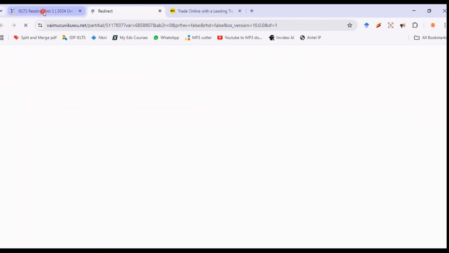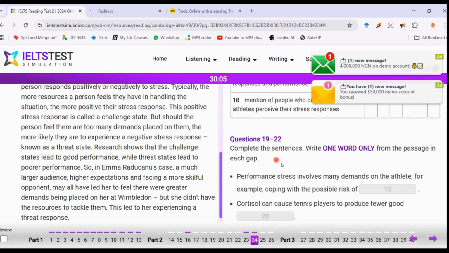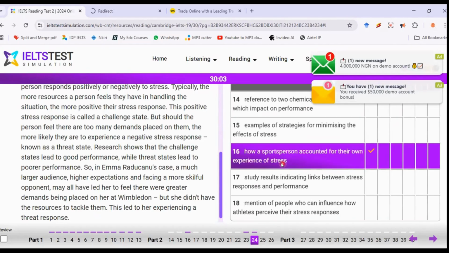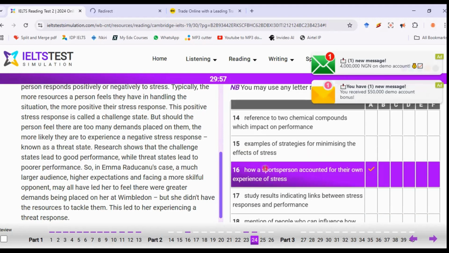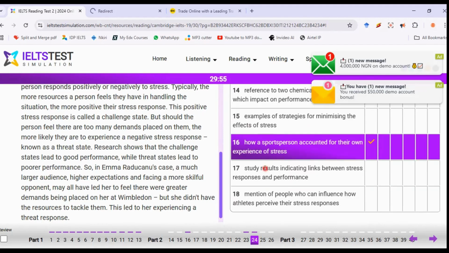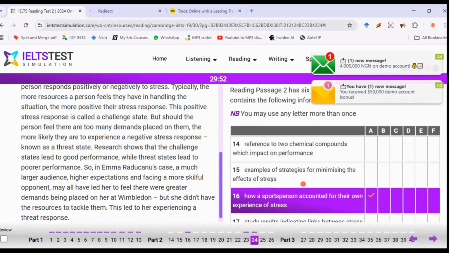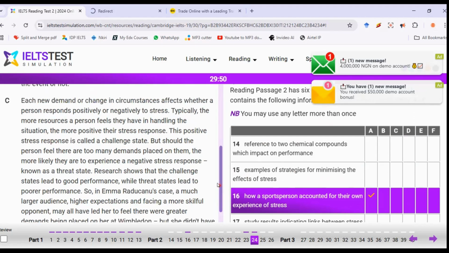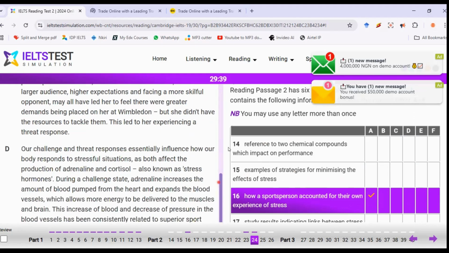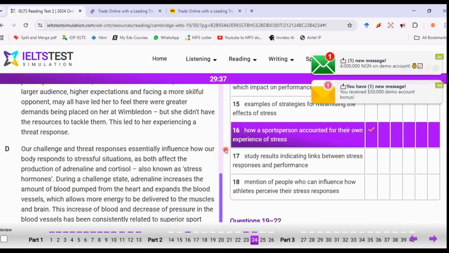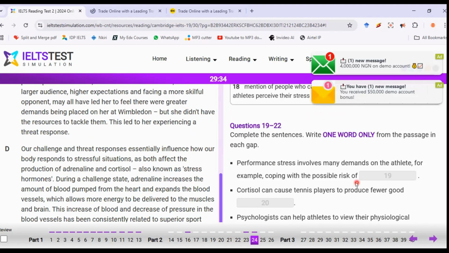Okay, hold on. Adverts are disturbing me here. Don't mind. So let's look at, I think there's something I should be able to answer here. Mention of examples of strategies for minimizing effects of stress. So here, this positive response is called... did they mention strategies here? I didn't see strategies here. Wow, this thing is becoming complicated. Possible risk of... I'm not seeing this cortisol. I can see cortisol here now.